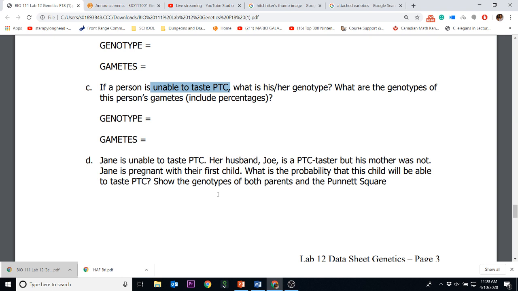You can do a little Punnett square showing now Jane is a non-taster, right? Husband is a taster, but the hint is his mother is not. So that tells you what kind of taster he is. Okay. Now, so you can cross Jane and husband Joe on a Punnett square and see what the chance of their kid being a taster is. And remember, you have to show the genotype of both parents here.